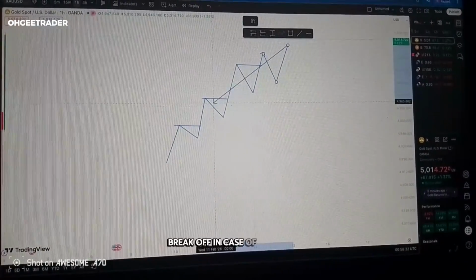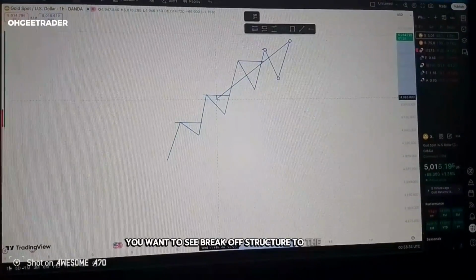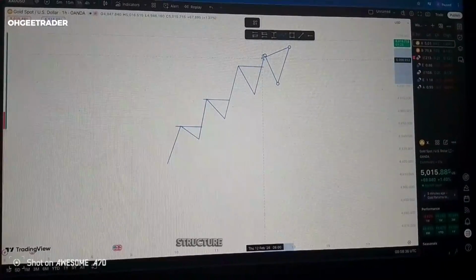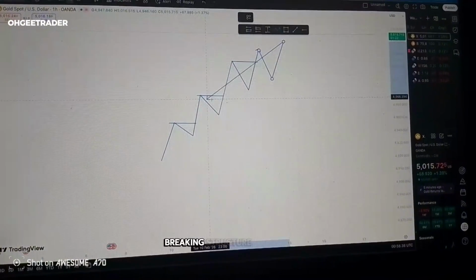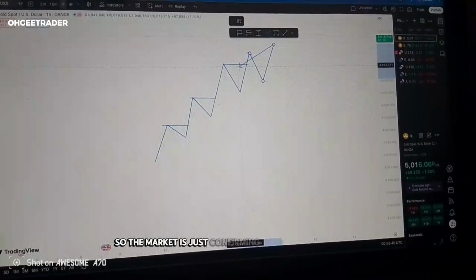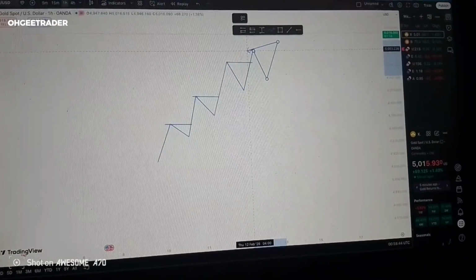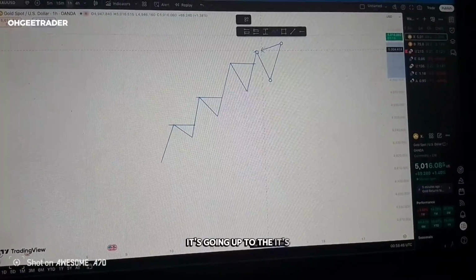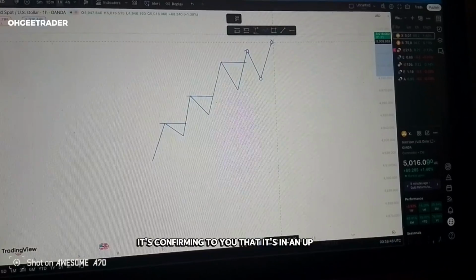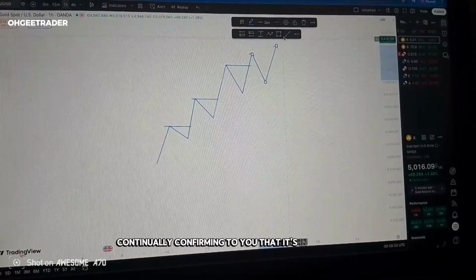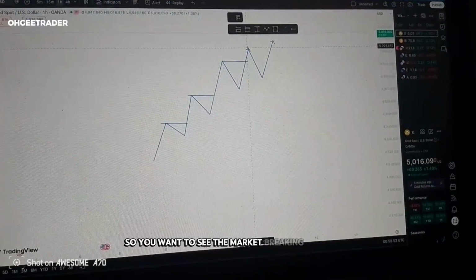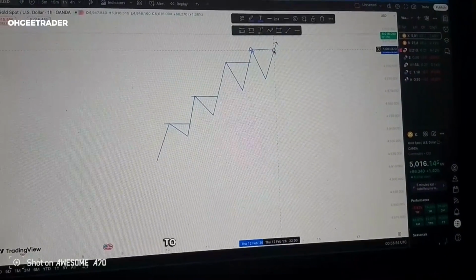In the case of an uptrend, you want to see break of structure to the upside. You want to see the market breaking structure to the upside. So the market is just confirming to you that it's going up, continually confirming to you that it's in an uptrend. So you want to see the market breaking structure to the upside.